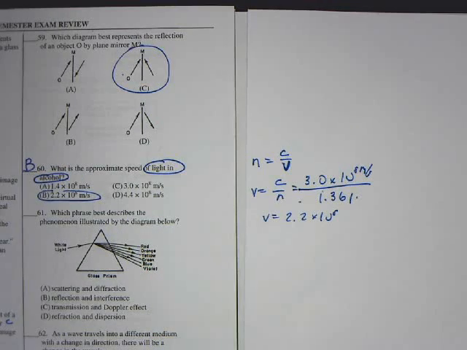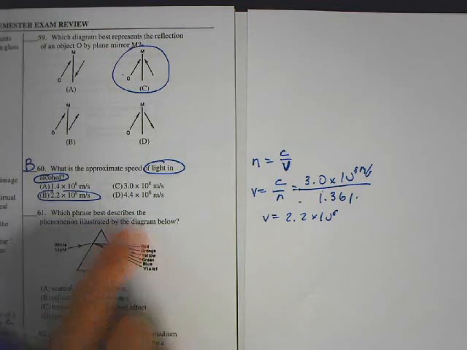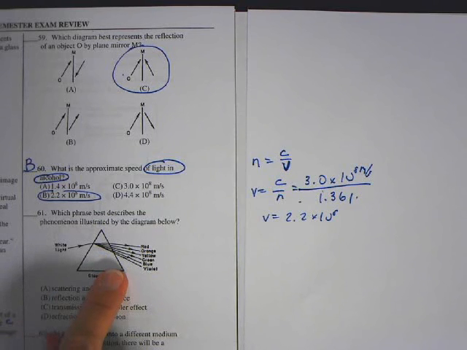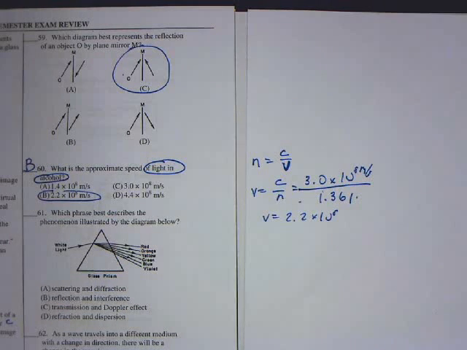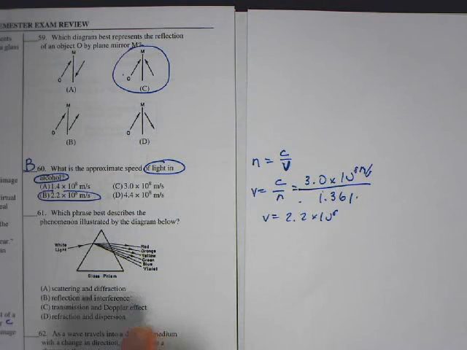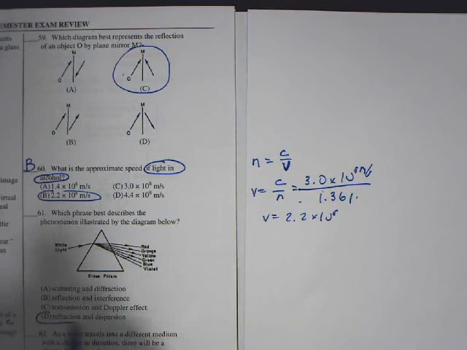Which phrase best describes the phenomenon illustrated in the diagram? So we know when light goes through a prism, it bends. So the bending of light is refraction, right? Reflect means to bounce off, refract means to bend, and then because it spreads out, it's going to be dispersion. So refraction and dispersion.